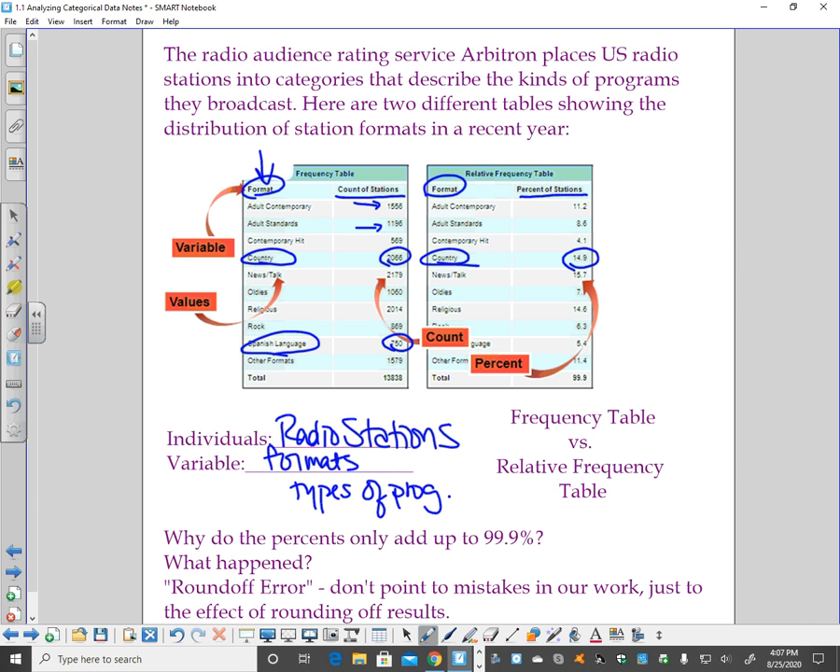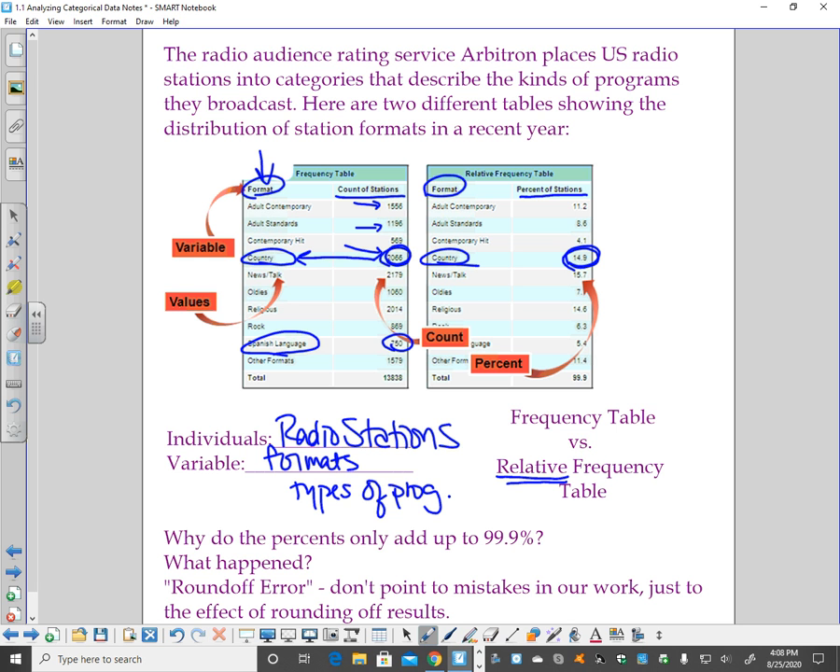Okay, so I want to talk about the difference between a frequency table and a relative frequency table. A frequency table tells you how frequent something is. So I have 2,066 country stations. That's how many stations were country. That is their frequency. But it's 14.9% of the market. So that makes it relative.